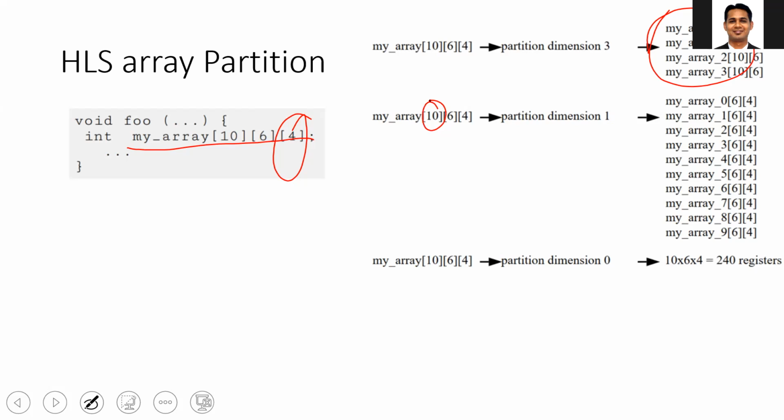And if I do dimension 0, that is, I want to do the complete partitioning of this entire array, I'll create 10 into 6 into 4, that is 240 registers. So all the elements are separately stored. Here I need 240 memory elements. In the middle one I need 10 memory elements. In the top one I need 4 memory elements. So this is how you can use it.